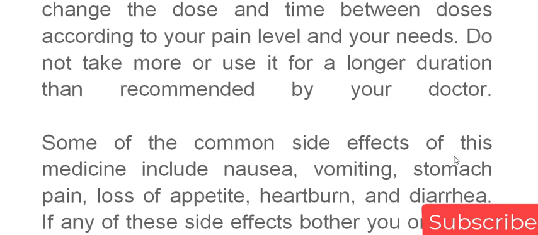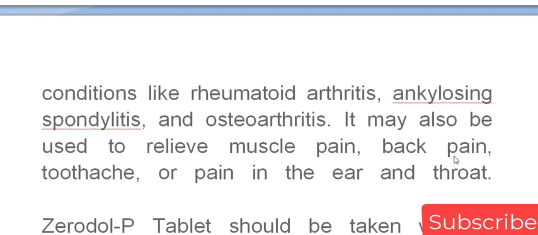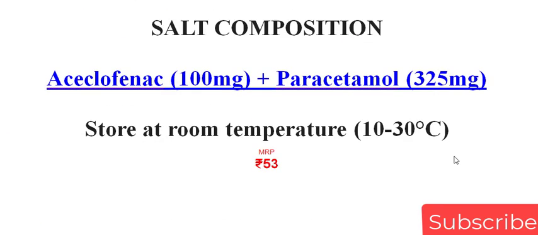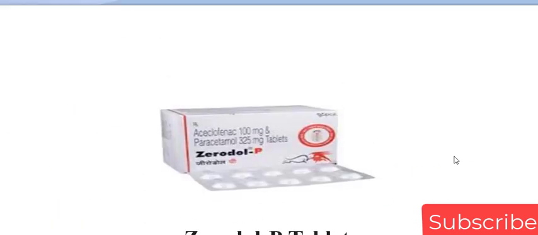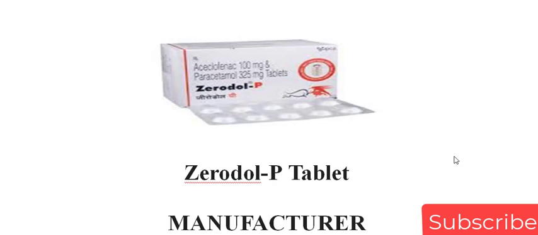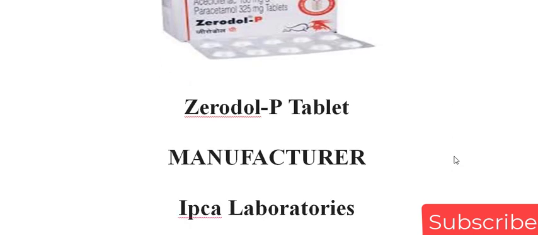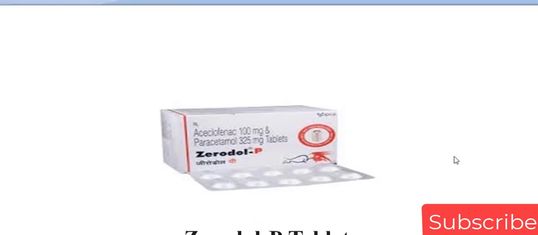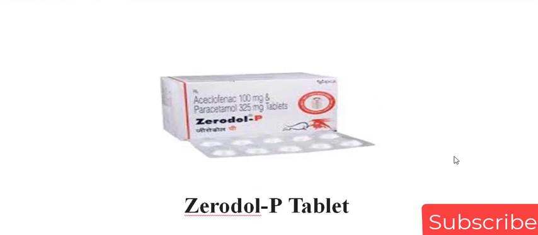Uses of Zerodol-P tablet. Pain relief. Zerodol-P tablet is a combination of two medicines that belong to a group of medicines called non-steroidal anti-inflammatory drugs (NSAIDs). It is used for short-term relief of pain, inflammation, and swelling in conditions that affect joints and muscles. It works by blocking chemical messengers in the brain that tell us we have pain. It can help relieve pain in conditions like rheumatoid arthritis and osteoarthritis.